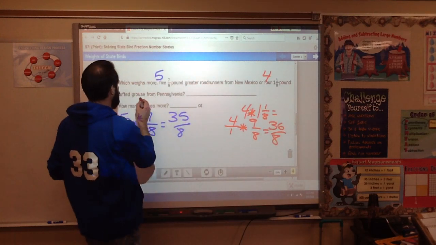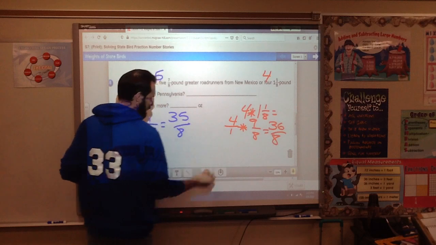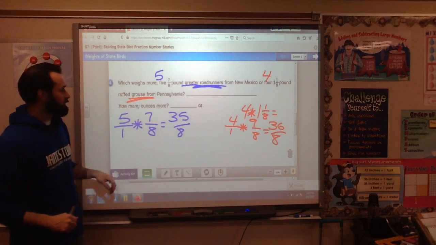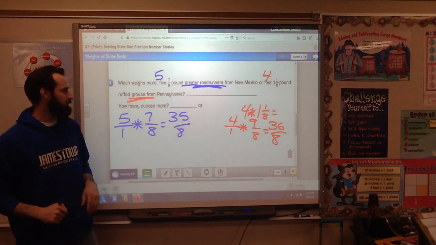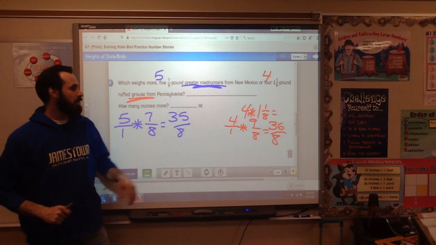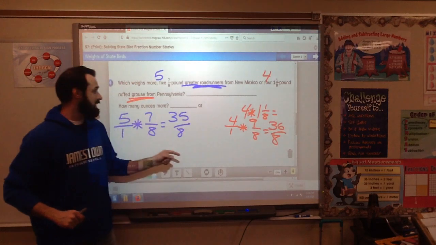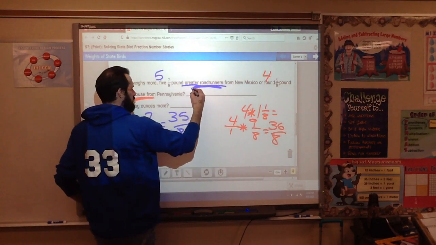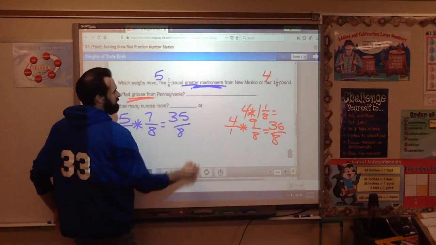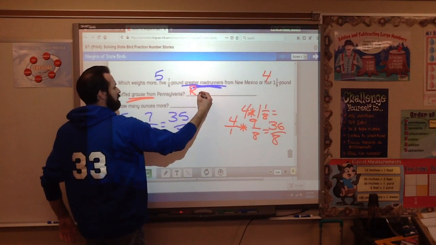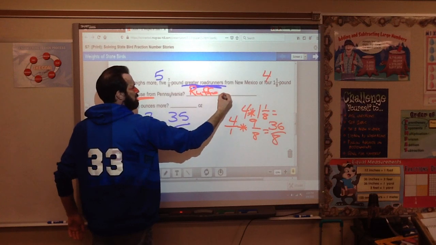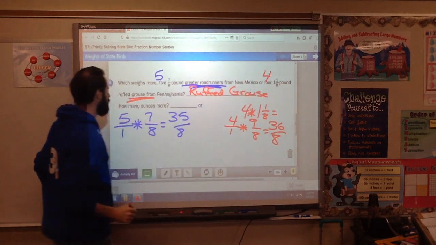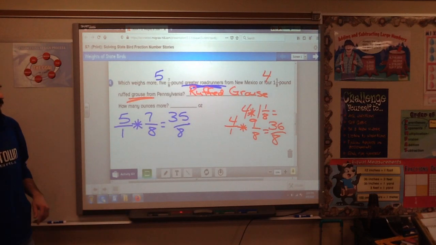So this was our ruffed grouse. Red was ruffed grouse. Blue was greater roadrunners. Which one weighs more, grouse or roadrunners? You should say the grouse, because 36/8 is more than 35/8. So I'll write it in red because that's what we've been coding it. Ruffed grouse. And they want to know how many ounces more.